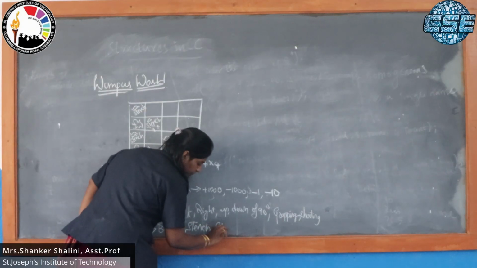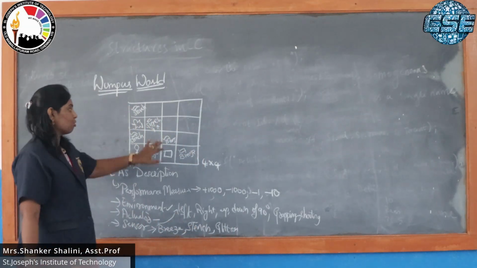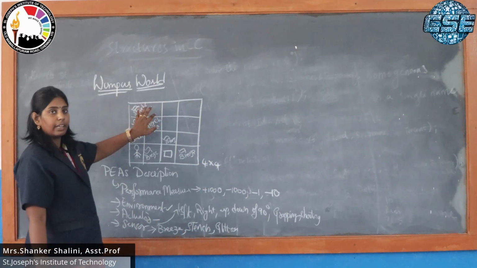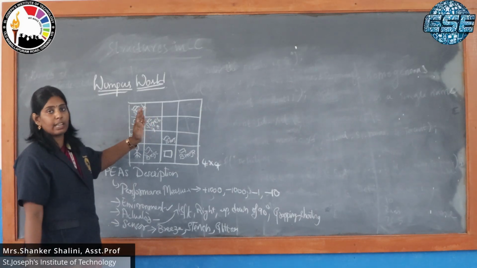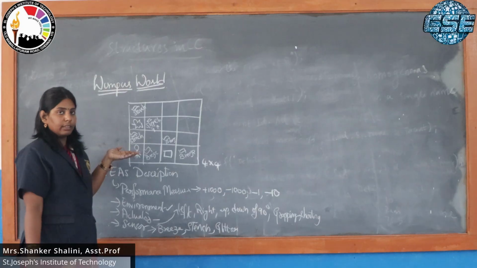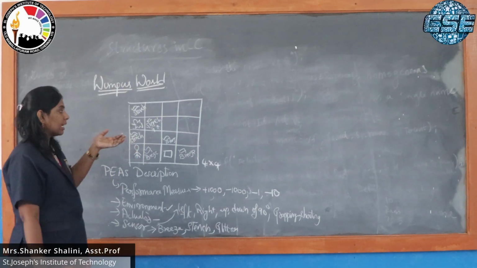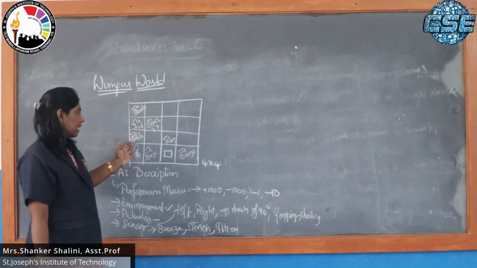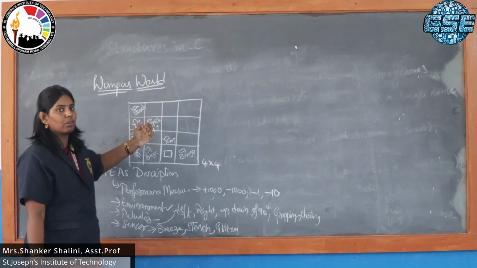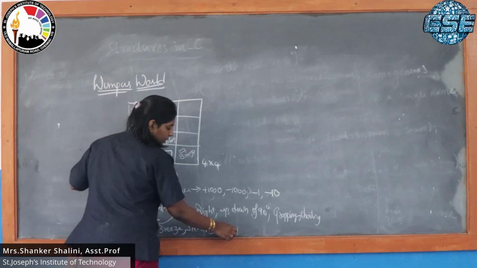Then the glitter sensor. If there is a glitter in one of the grids, it indicates that there is gold inside the grid. So the agent will directly go, collect the gold and come backward along the same path. From where it started, it moves safely to reach the gold and then comes back to its original position. That is glitter.